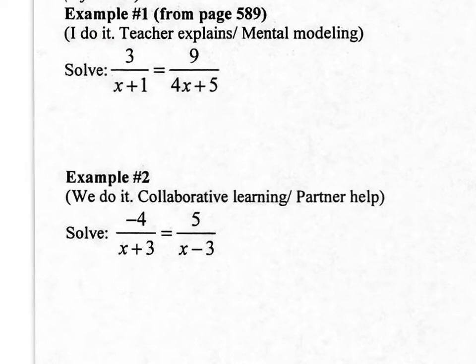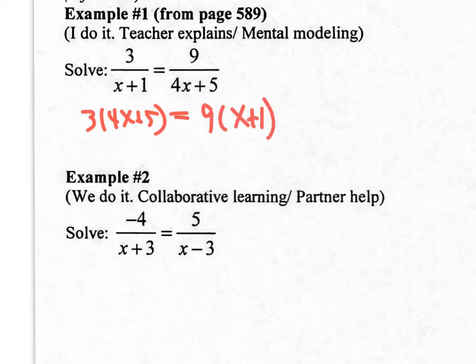So you end up with 3 parentheses 4x plus 5 equals 9 parentheses x plus 1. So again, it's called cross multiplying. And you could only cross multiply when you have a fraction equal to another fraction. It's not when you're multiplying fractions. It's not when you're adding or subtracting or dividing. You only cross multiply when you have one single fraction equal to another fraction.